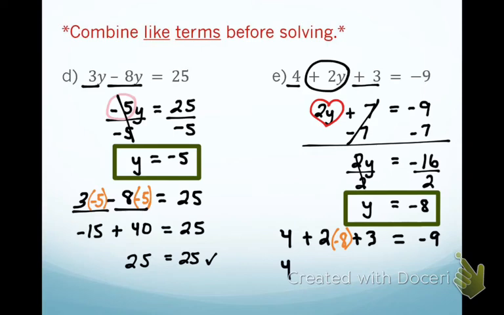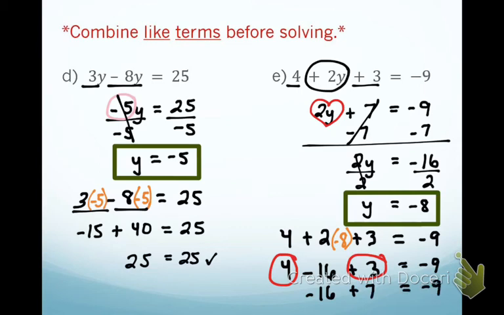So I drop down 4 plus, guys, what's 2 times -8? -16. So if I'm adding a -16, that just means subtract 16 plus 3 equals -9. Let's go ahead and add our positives together. 4 and 3. What is 4 plus 3? 7. So now I really have -16 plus 7 equals -9.